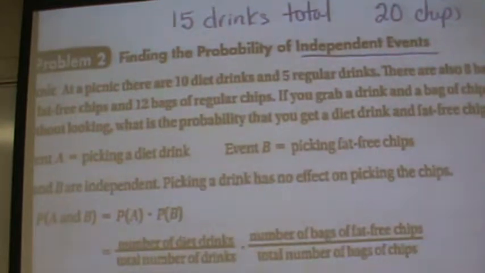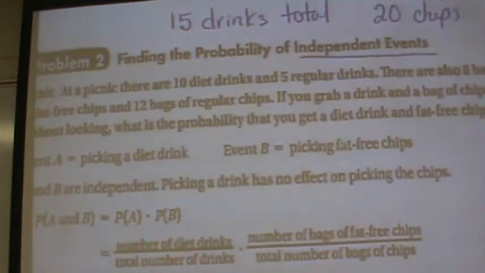It says if you grab a drink and a bag of chips, what's the probability that you grab a diet drink and a fat-free chip? Since these two events are independent of each other, it doesn't matter if you pick diet or regular as to whether you pick fat-free chips or regular chips.